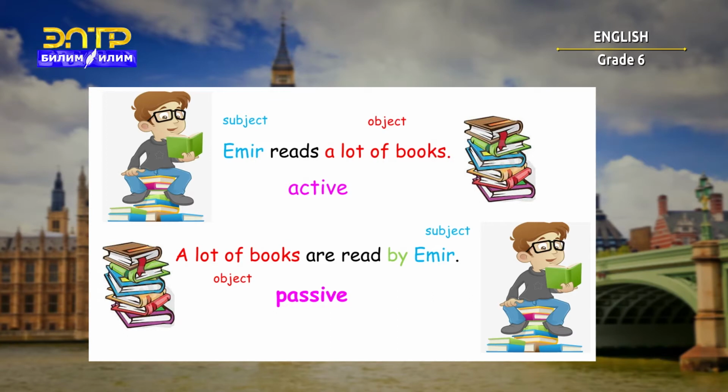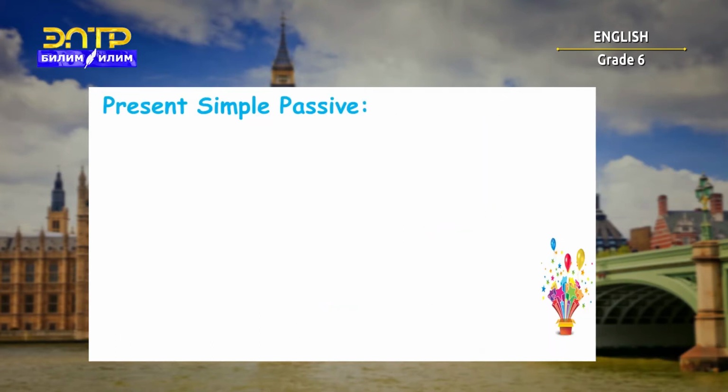What is important in the second sentence? A lot of books. We are talking about a lot of books. We pay more attention to books. And this is a passive sentence, which focuses on the object, the person or thing receiving the action. How to form a present simple passive positive sentence?